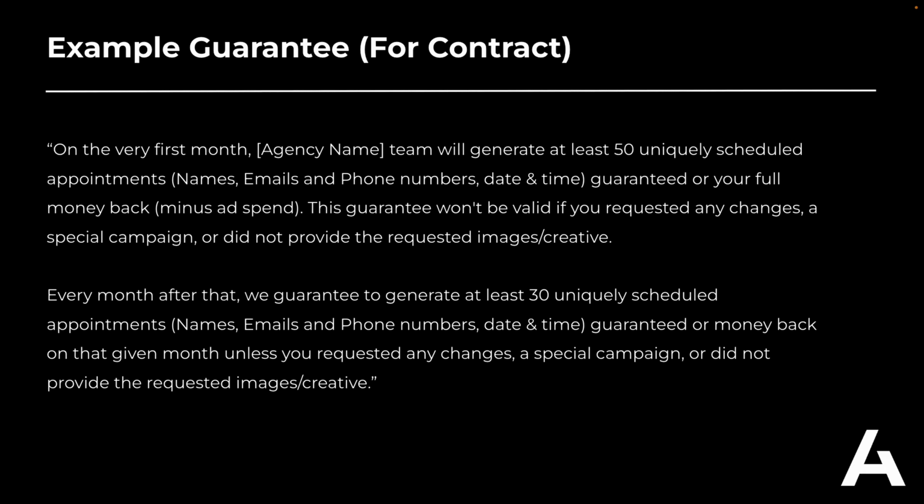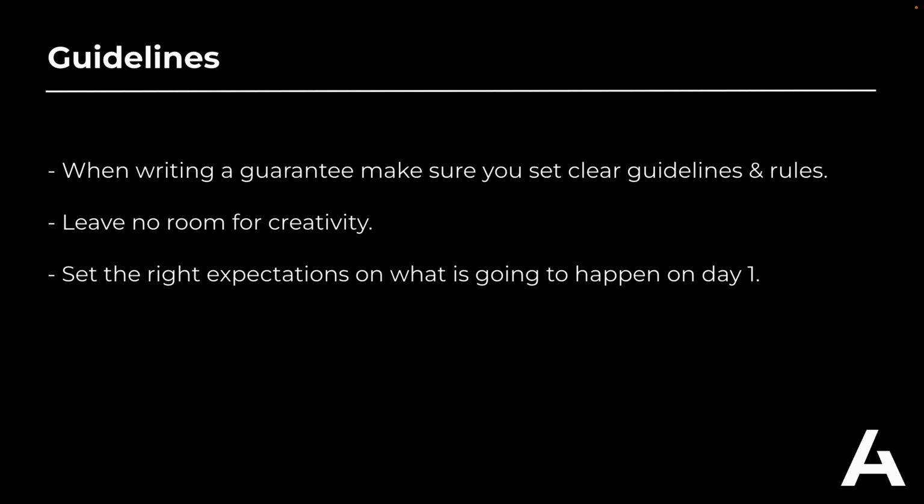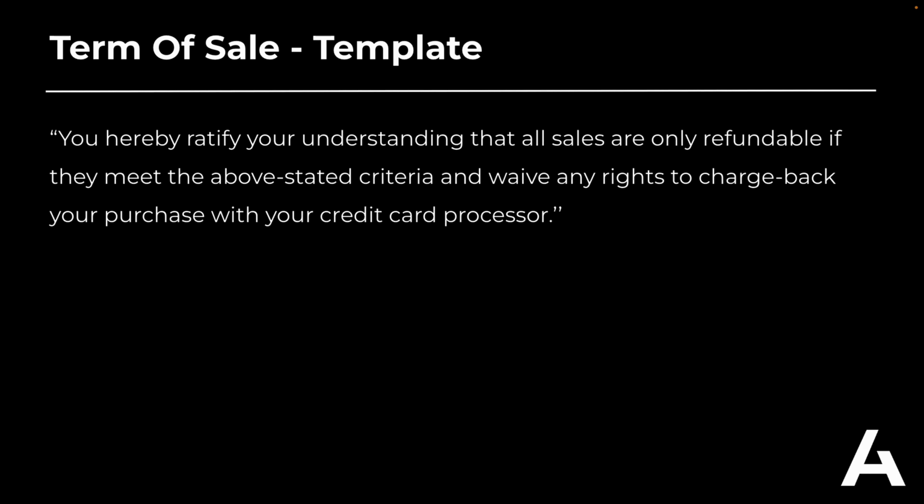So you can include more things. That's just what I include, and that is a good template for you to include in your contract. Guidelines. When writing a guarantee, make sure you set clear guidelines and rules. You want it to be crystal clear. So if something happens or you get into a dispute with the client, there is nothing left to be desired. You can see exactly what was written, what was agreed, and it is all in the contract. Leave no room for creativity and set the right expectations on what is going to happen on day one. So really, really important you adhere to these guidelines when including the guarantee in your contract.